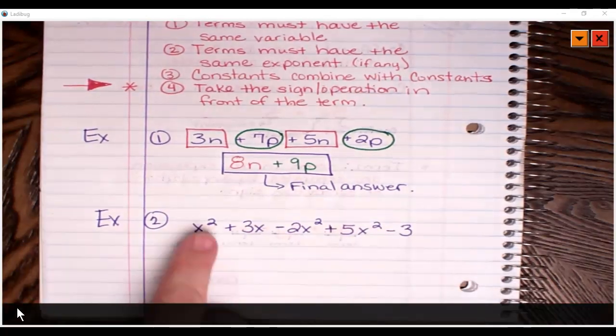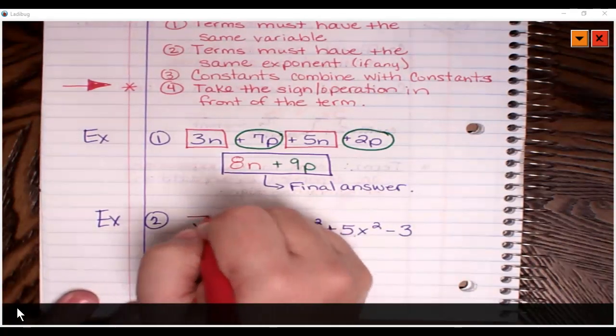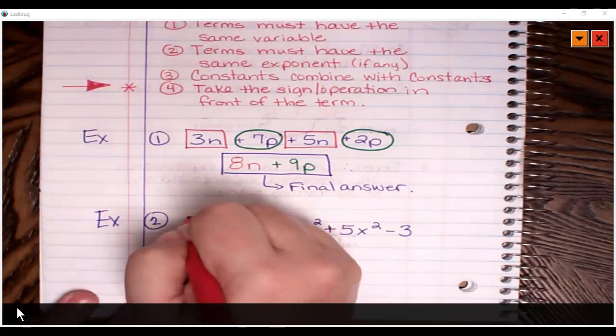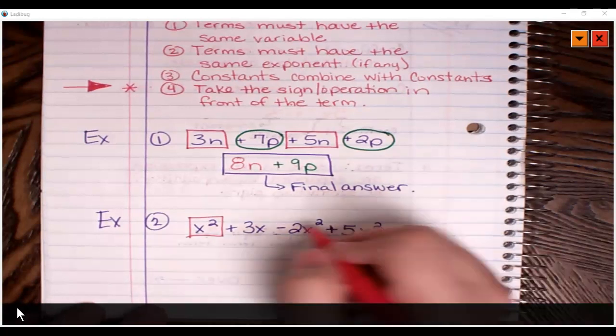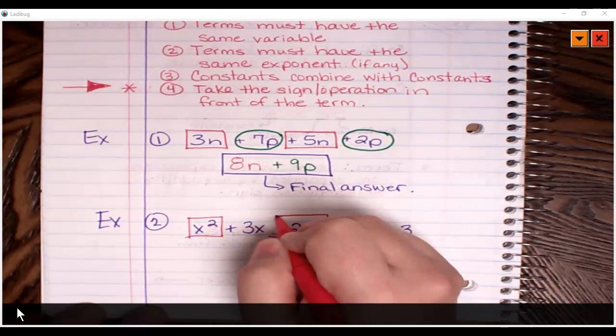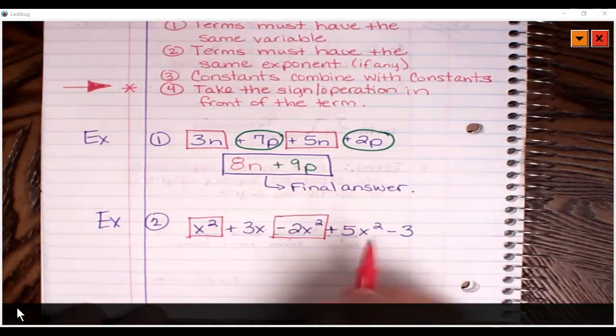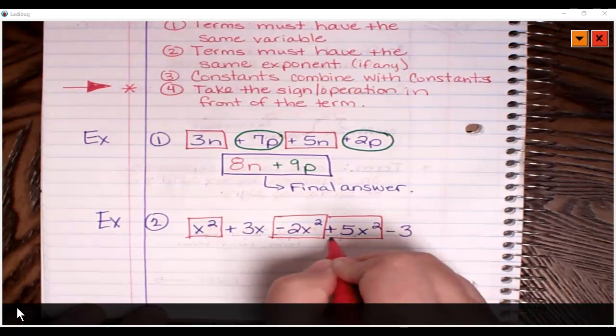All right, I'm going to start at the front, and I'm going to go look for terms that are similar, that are alike. I'm going to draw a box around x squared. Now I need to look, do I have any more x squared terms? I have one right here, minus 2x squared. And then I have another one right here, plus 5x squared.